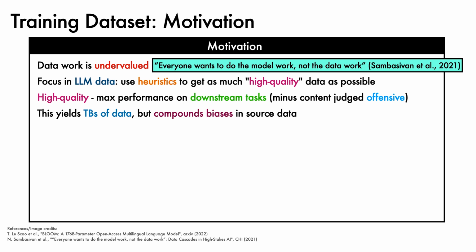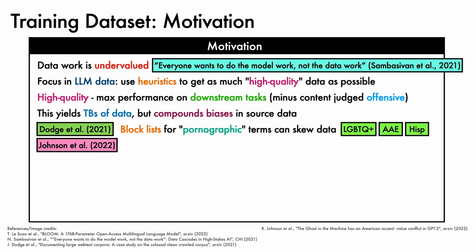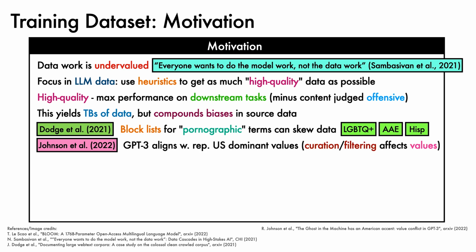For example, it was found by Dodge et al. in an analysis of C4 that block lists for pornographic terms can disproportionately filter out LGBTQ+, African American English, and Hispanic-aligned English text. A recent study by Johnson et al. explored the complex question of the values expressed by GPT-3, finding that model outputs tend to align with reported dominant US values, and suggesting more broadly that data curation and filtering may play an important role in this.